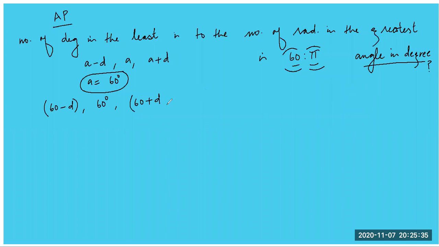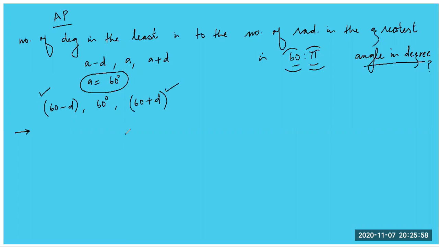Fine. So the 3 angles will be 60 minus D, 60, 60 plus D. Ishma, you're going on the right track. Let's go further. Then what will be the least angle? This is the least angle. What is the greatest angle? Jasmine? 60 plus D. Very simple. This is the greatest angle.